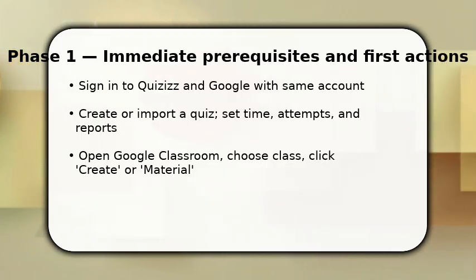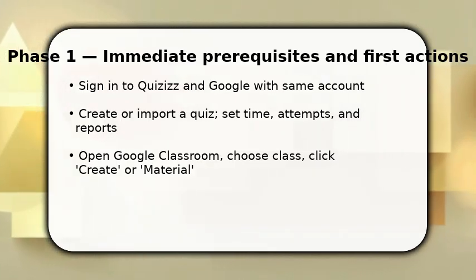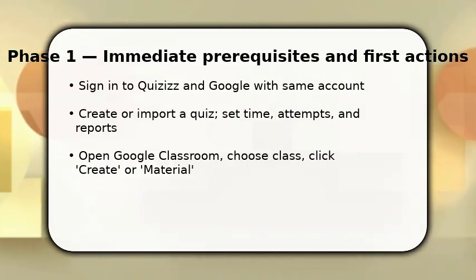Next, open Google Classroom and select the class where you'll assign the quiz. Then click Create or Material to prepare the post. This sequence avoids permission errors and speeds assignment delivery. Make sure to keep the quiz visibility set to students.